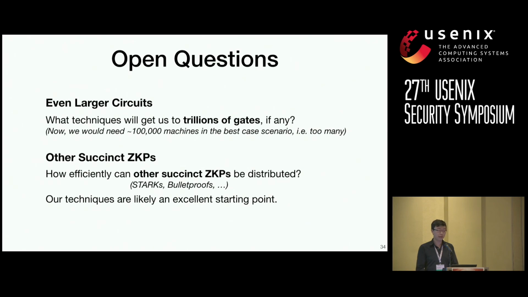How efficiently can other succinct zero-knowledge proofs be distributed? Our techniques seem like an excellent starting point for things like SARCs and bulletproofs, etc.